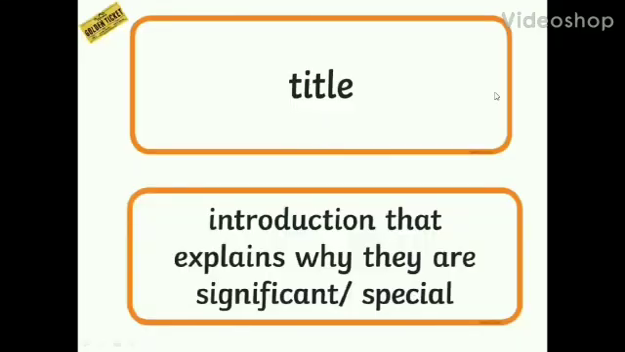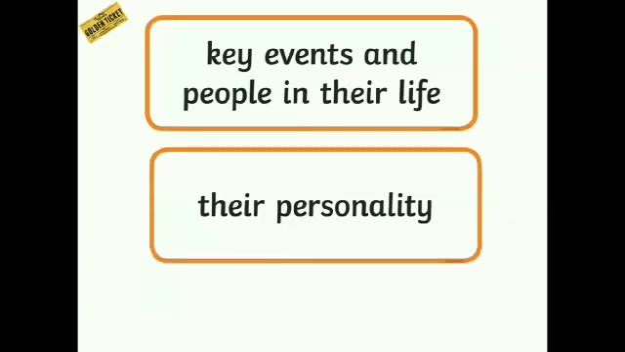Now, in a biography, you will find the title, then an introduction that explains why the person is special. Today, we're going to write the biography of Roald Dahl, Roald Dahl's biography. So the title is going to be Roald Dahl, right? The name of the person. Then you have to explain why this person is famous, why this person is so special. After that, you have to talk about the key events and people in their life, the most important things that happened in their life.